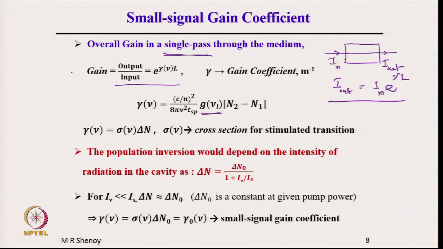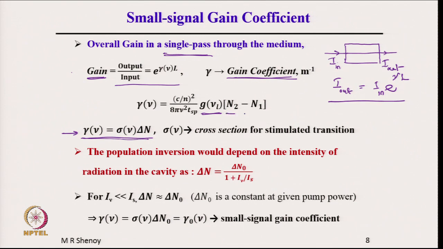Please see the distinction: one is gain, another is gain coefficient. Gain coefficient refers to this coefficient gamma which appears in the exponent, whereas gain is output intensity by input intensity, or output power by input power of the beam, which is equal to e to the power of gamma L. This will be a dimensionless number, whereas gamma has units of length inverse. So, gamma of nu is written as sigma of nu into delta n.